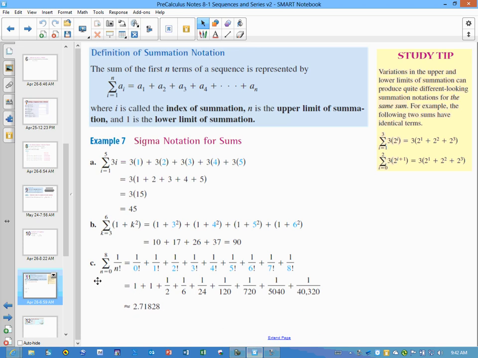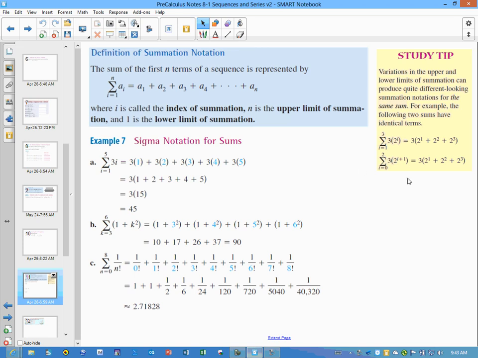2.71828. And something you're going to see in calculus is that when this expression goes from 0 to infinity, the limit of that sum is going to be the number e. E being the 2.71828, etc., etc.